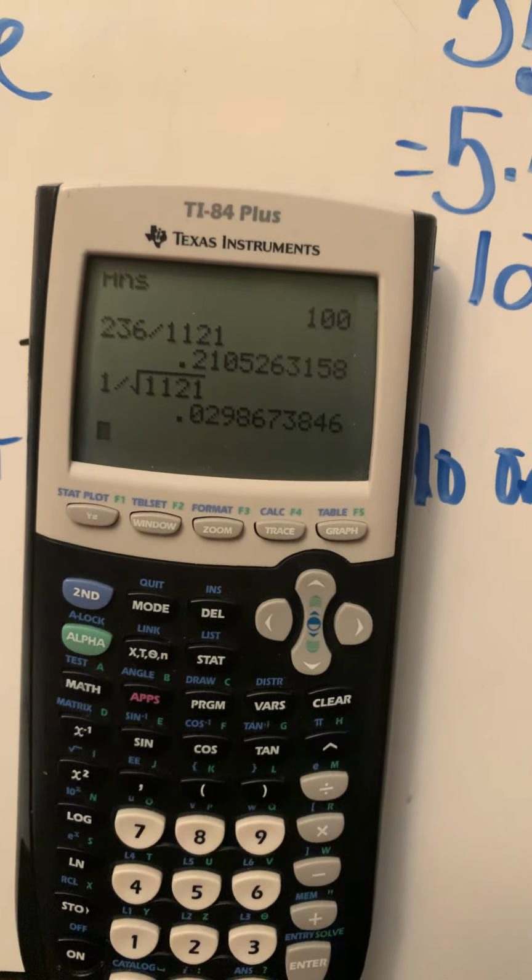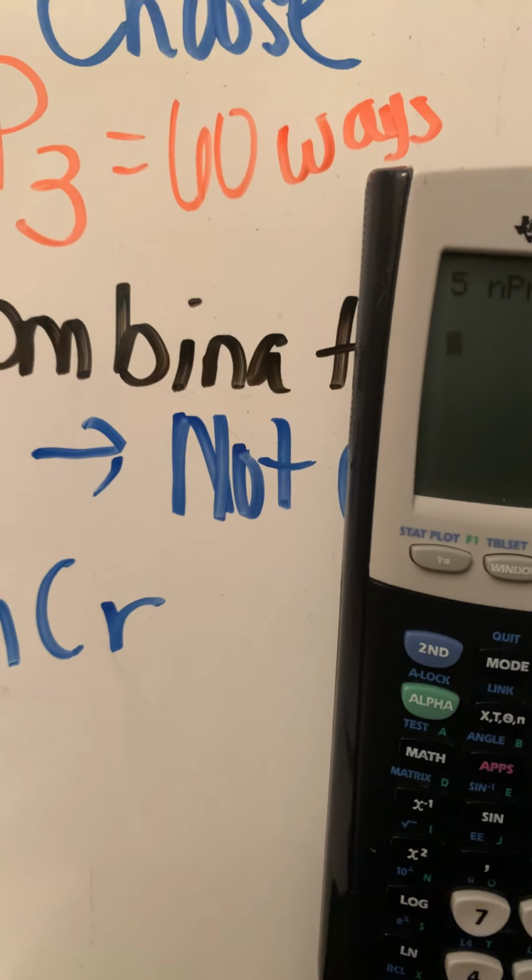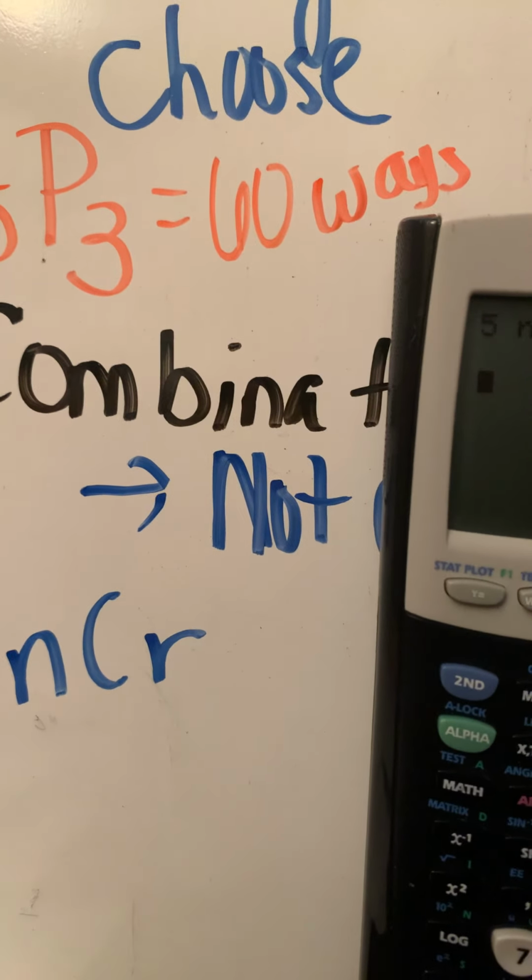Let me go to second quit. Here's how I enter this. I type my very first number first, so I do 5. Then I go back to my math, move my cursor over to probability, down to nPr, hit enter. How many am I choosing? I'm choosing 3. Enter. This right here would be 60 ways. And some of you have just those regular old calculators. Look for the probability button. It'll go the same way.